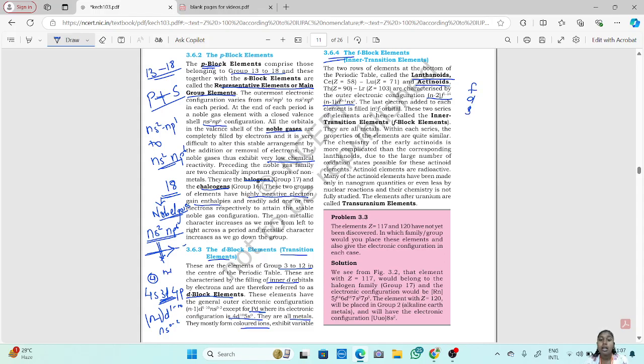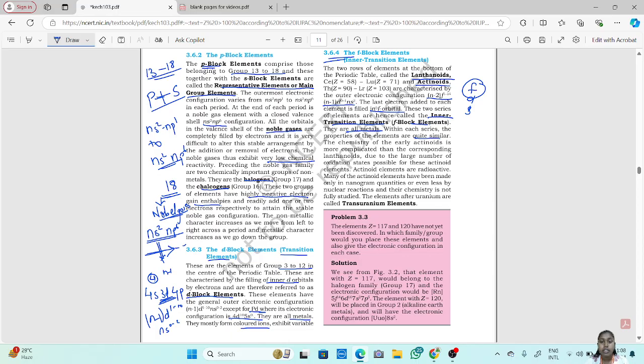Okay. Now the last electron added to each element is filled in the F orbital. So here the last electron that is added fills the F orbitals. Now these two series of elements are hence called the inner transition elements. So these are known as inner transition elements or F block elements. Now they are all metals. Again, similar to transition metals, these are also metals. Within each series, the properties of the elements are quite similar. So each series has similar properties.